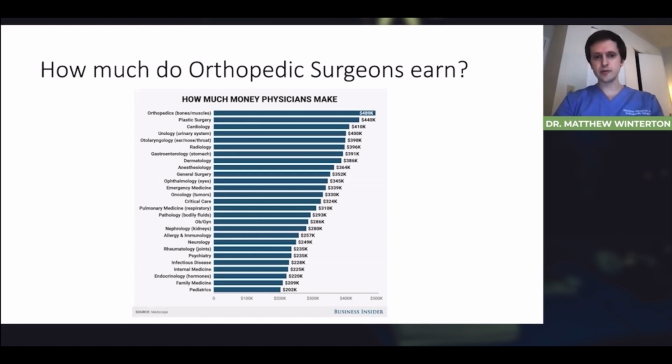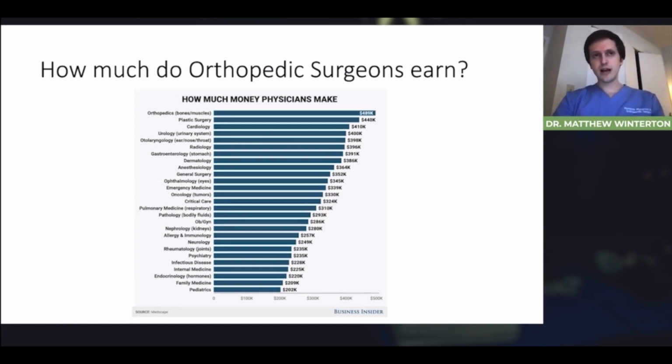Now, if you go into subspecializations, increasingly at the top of the list, there are interventional cardiologists, who place stents and other valve replacements minimally invasively. And neurosurgeons or spine surgeons also tend to be at the top of the list. In general, this list here is general practitioners. So in general, orthopedic surgeons are well compensated for what they do.